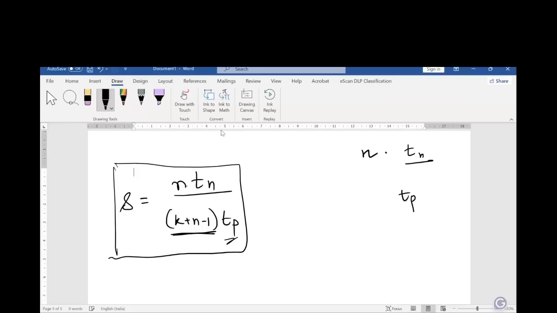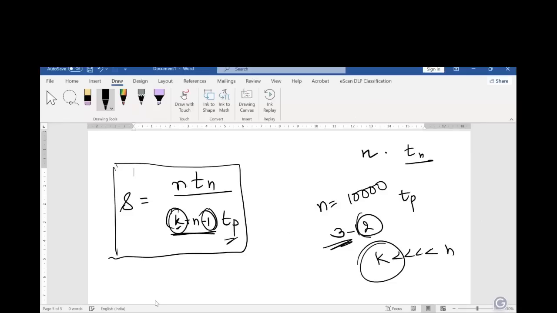Now suppose you consider this k. Suppose I have n tasks, and if my tasks are 10,000, this k is negligible compared to n. This k is very, very less than n. So can I ignore this k? If I ignore it, k minus 1 will be ignored, because 3 minus 1 is 2, which is very negligible compared to the 10,000 or lakhs of tasks to be done.